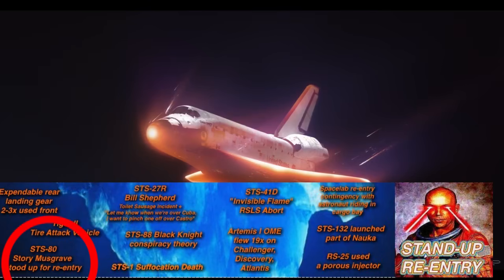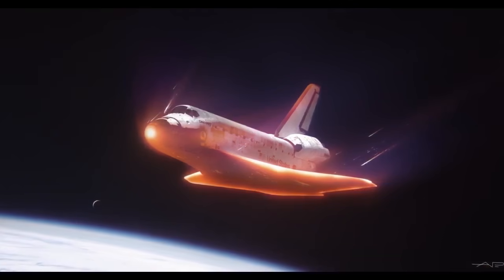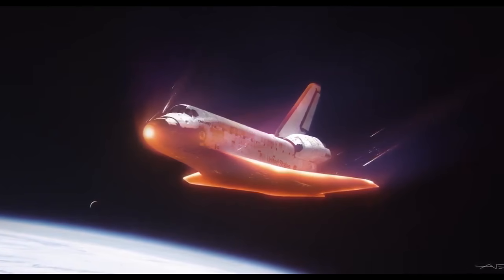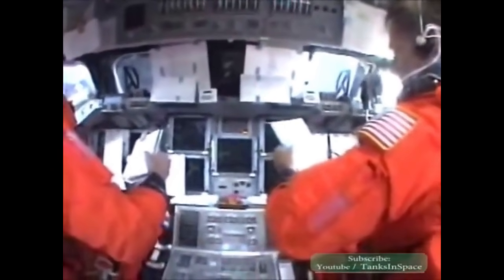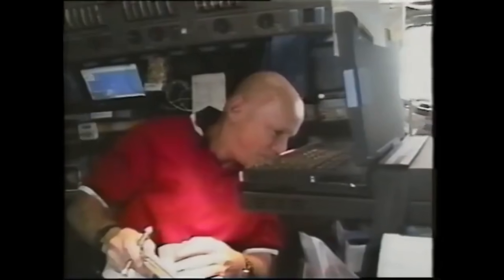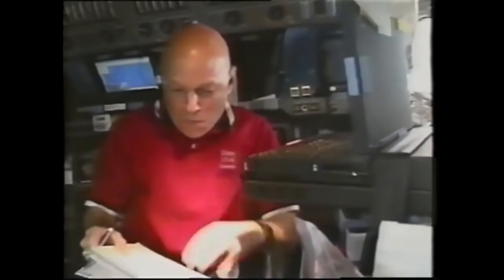Now we reach the namesake of this tier, Story Musgrave's stand-up re-entry. Normally, astronauts would be in their seats embracing themselves during atmospheric re-entry, but not Story, who's a bit of an odd man. He had been asked to do some filming out the back window of the flight deck on STS-80, his final flight, but he was supposed to get back into his seat. He never did, and stayed on his feet at age 61 all the way through atmospheric re-entry to wheel stop.